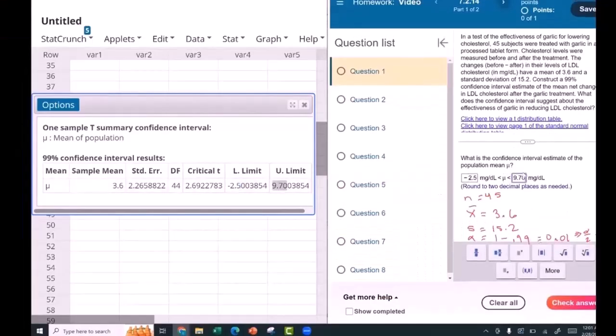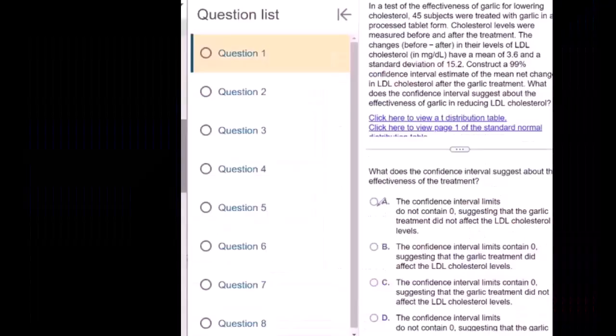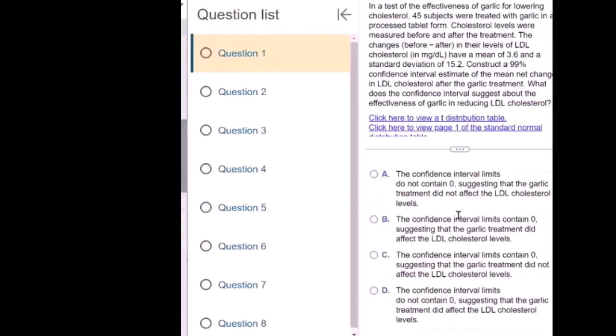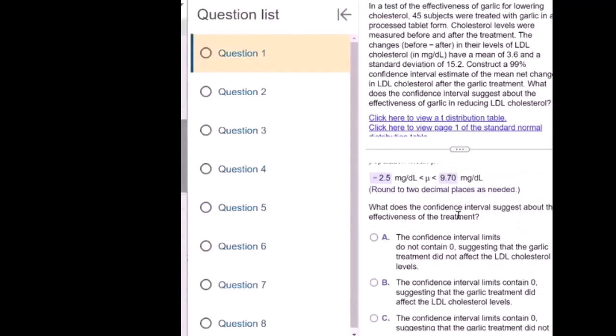Perfect. What does the confidence interval suggest about the effectiveness of the treatment? We have a confidence level of 99%, and we know our values. Let's read them.